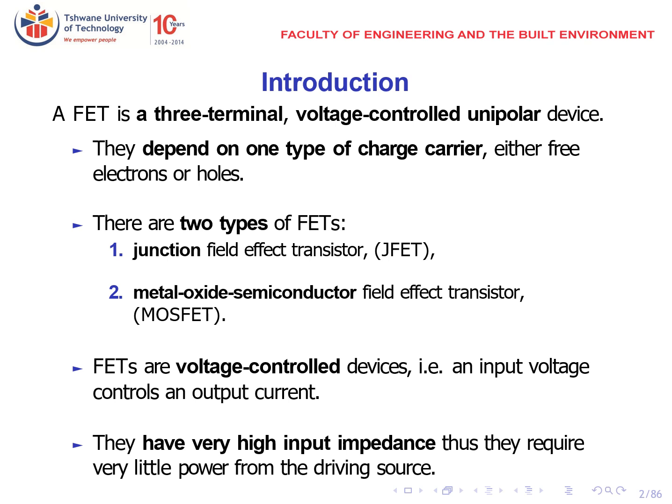There are two types of FET. We have a junction field effect transistor called a JFET, and then we also have the metal oxide semiconductor field effect transistor called a MOSFET. Field effect transistors are voltage controlled devices, meaning that an input voltage controls an output current. They have a very high input impedance, thus they require very little power from the driving source.